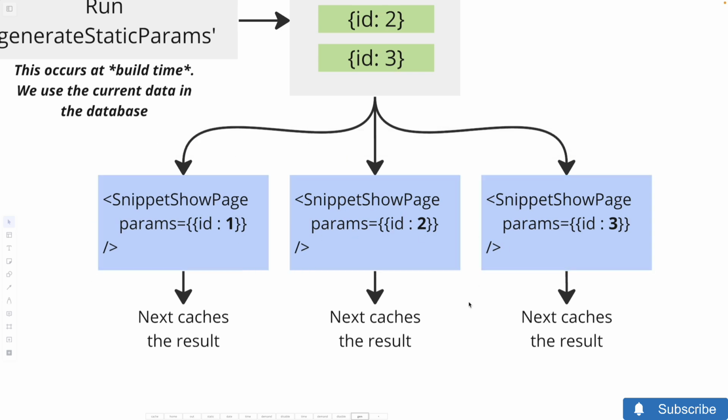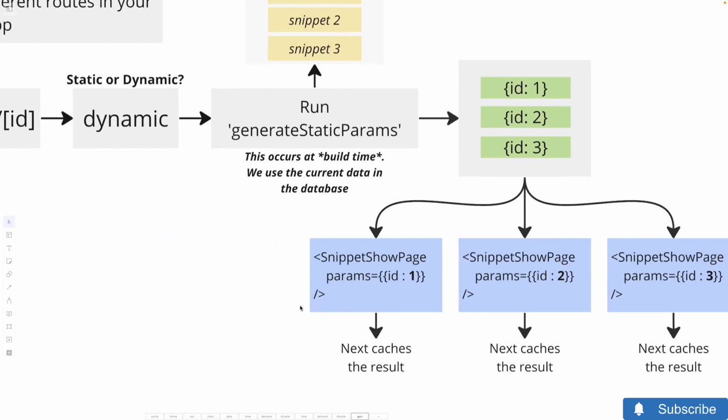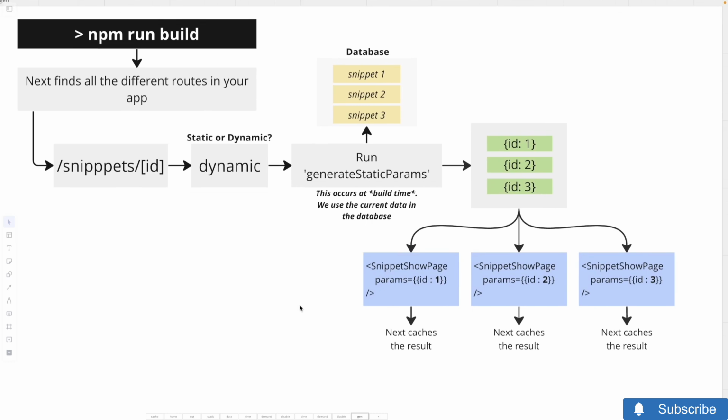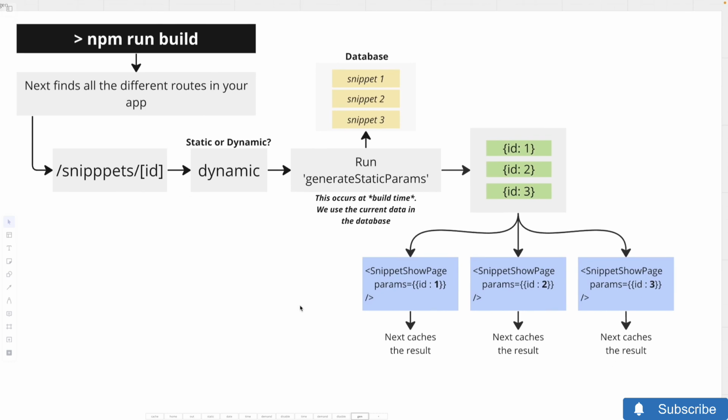They're going to reach into the database, get those snippets, pull them out, render the page, and then Next is going to cache the result. Again, this all happens at build time. So we are still able to cache some of these different pages, even if they are initially thought to be dynamic. All right, so that's the theory. Let's try putting this into practice in just a moment.